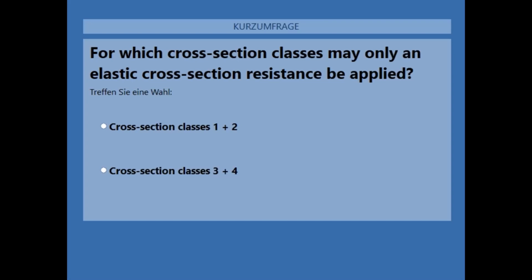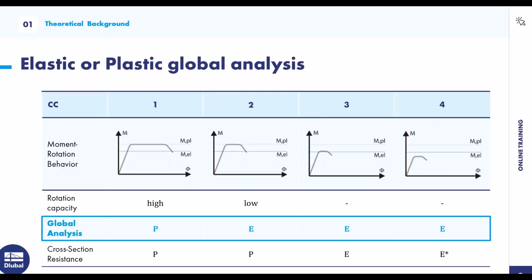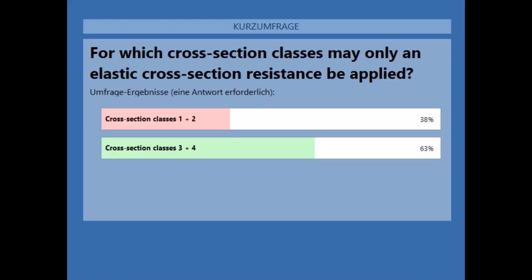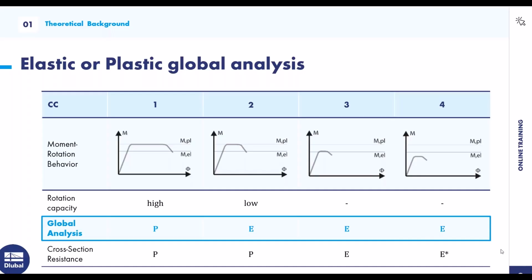I wait some seconds, and now I close the survey. So, yeah, most of you selected the right answer. I showed the slide again. Yeah, cross-section classes 3 and 4.